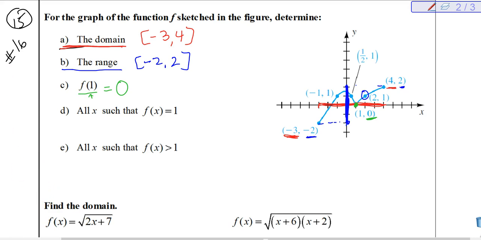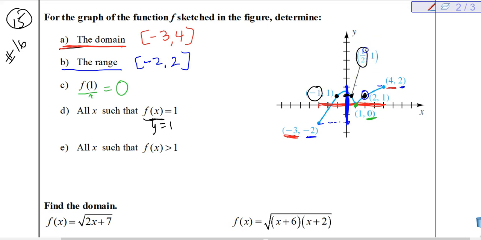I'm going to go to a black pen. All x's such that f of x equals 1. What does f of x mean? Y equals 1. So I'm going to come over here where y equals 1, and I'm going to find all my x's. So that would be this point right here. Yes? This point right here, and this point right here. All of those have a y equals 1. What are my x's?